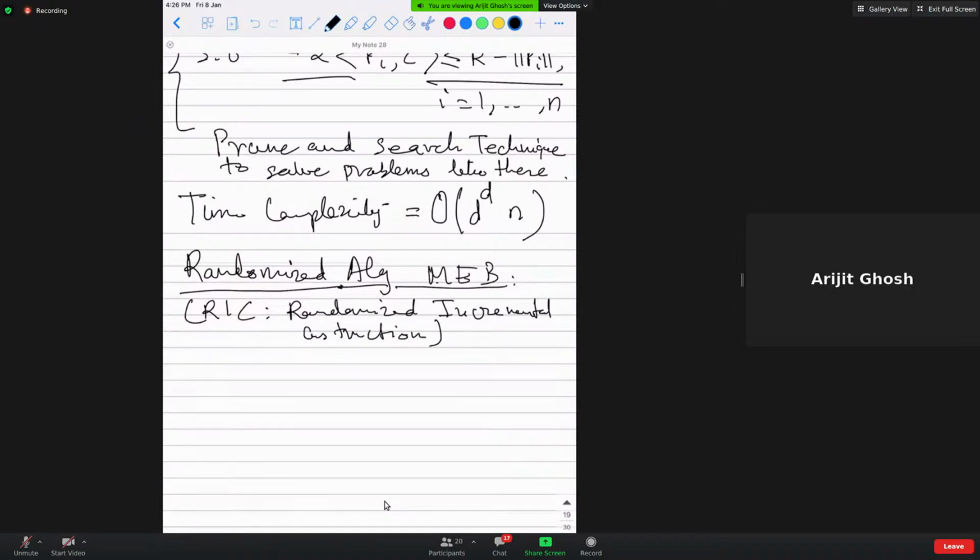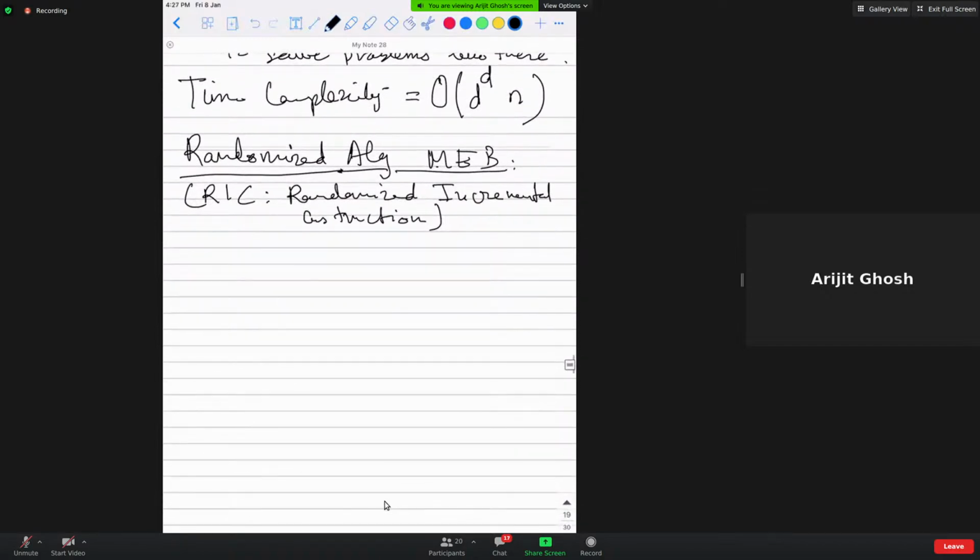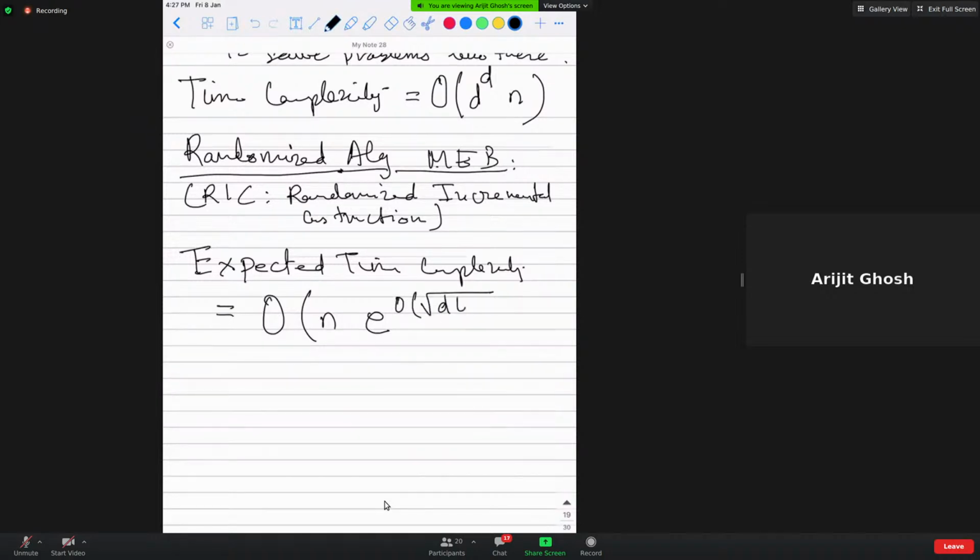Okay, but that also has not good time complexity. Since it is a randomized algorithm, it's an expected time complexity. So the expected time complexity turns out to be something like order n times e to the power, what was it, square root, or I think it is some square. Okay, order square root d log n or something like this. So again it's kind of exponential in d, then it's exponential in square root d. Not good.